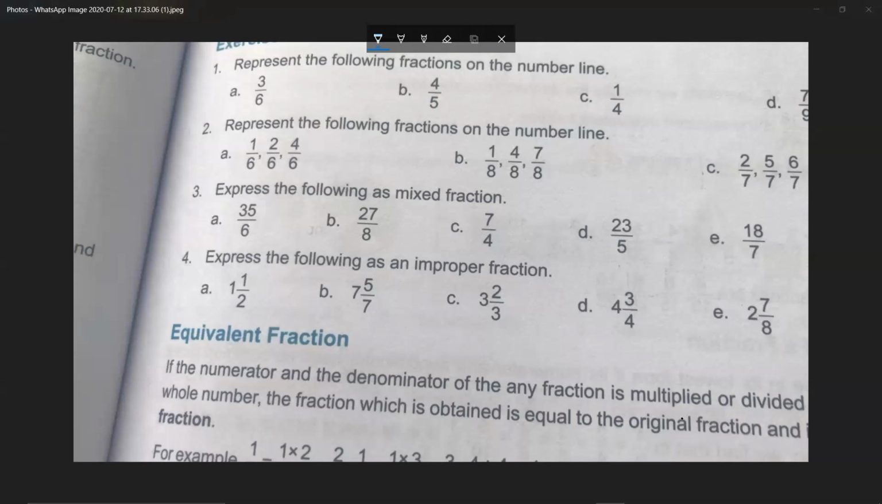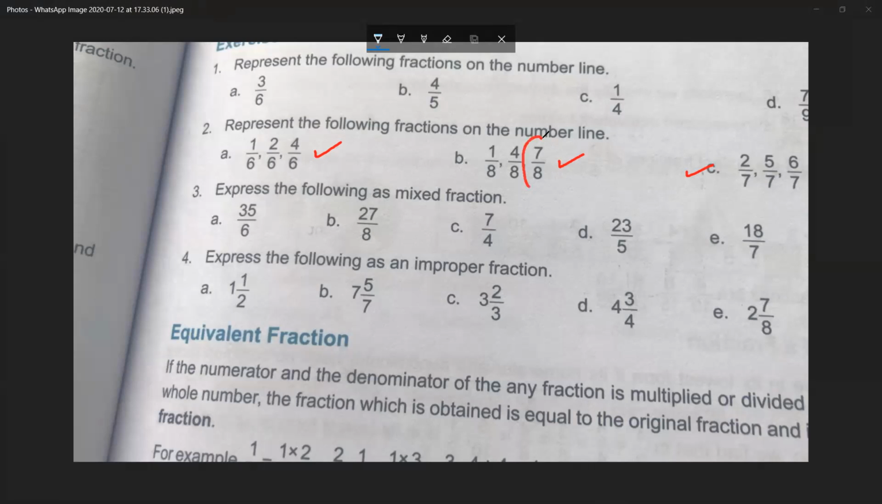Okay. Now, in homework, would you try to do these questions? A, B, C. Yes, sir.